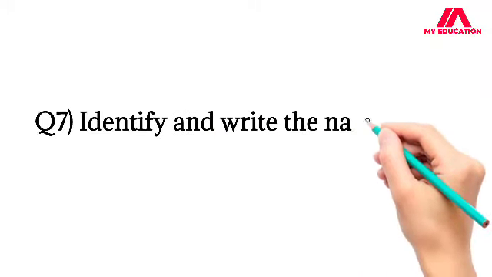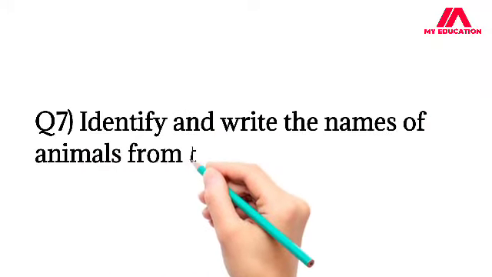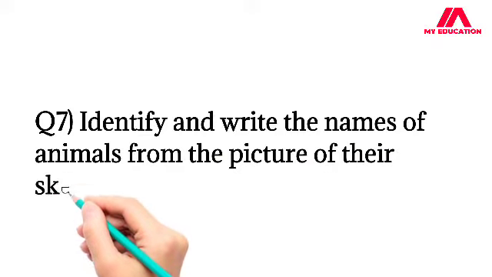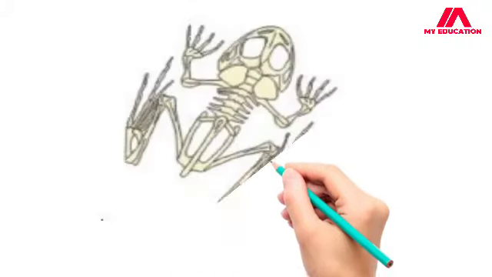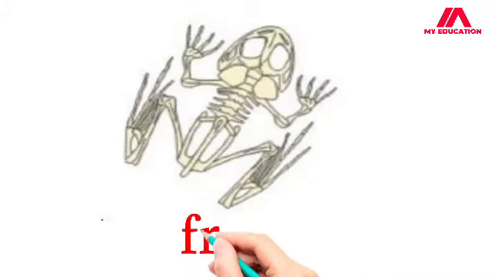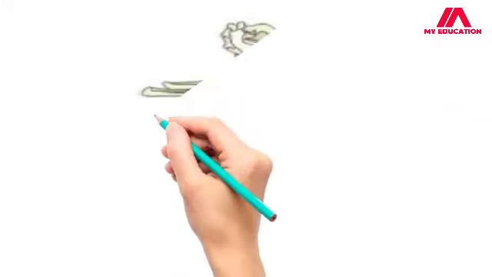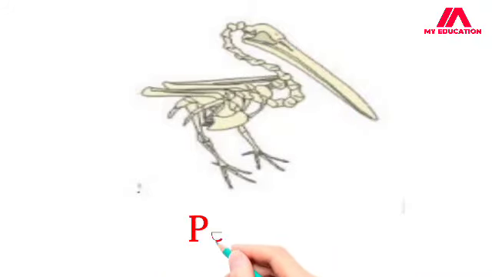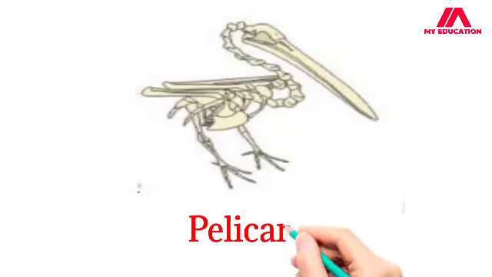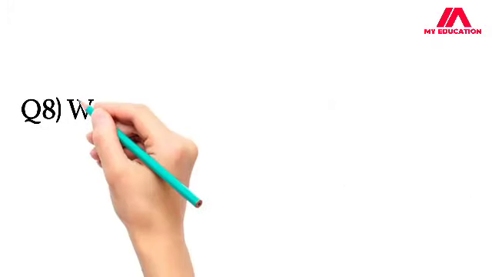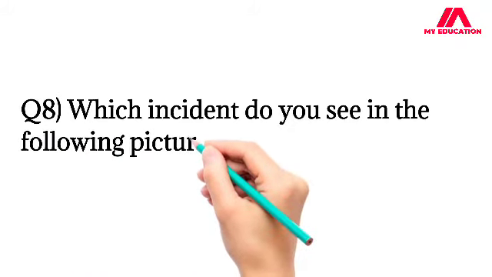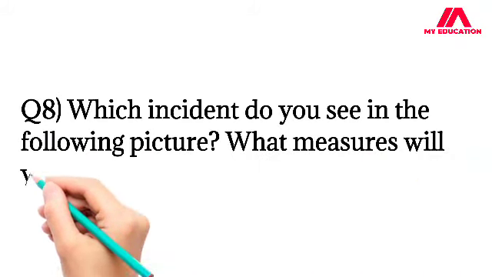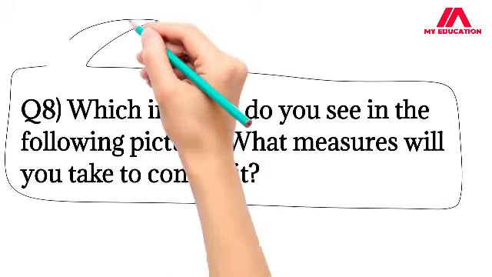Question 7. Identify and write the names of animals from the picture of their skeletons. Frog. Pelican. Question 8. Which incident do you see in the following picture? What measures will you take to control it?